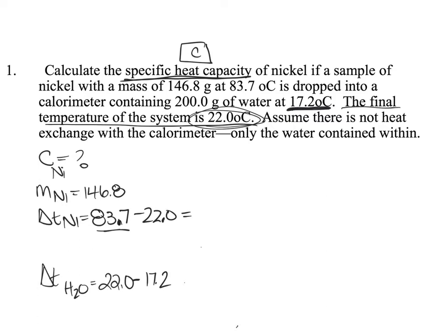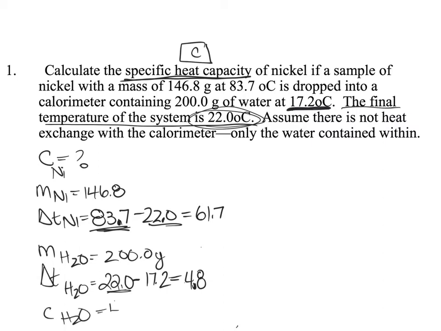Okay, so again, notice that the 22 is in different places when we're figuring out the temperature change, right? Because here, this was at a greater temperature to start with. So the temperature change is 61.7. Here, the temperature change was increased, right? So that would be 4.8. Okay, and then we have a mass of water that is 200 grams. And we know the specific heat capacity of water is 4.19 joules per gram degree Celsius.